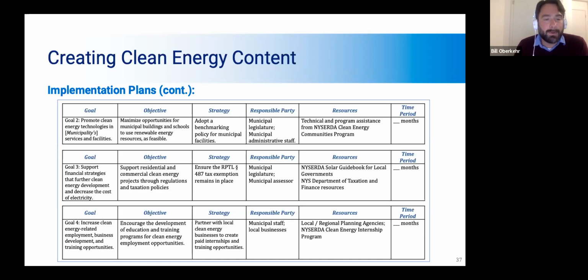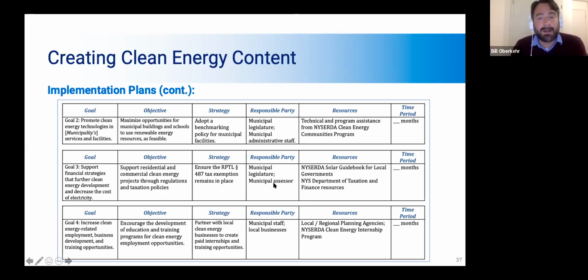Our goal is to support financial strategies that further clean energy development and decrease the cost of electricity. Decent goal. The way that we're going to do that is to support residential and commercial clean energy projects through regulations and taxation policies. Okay, so what regulations and taxation policies? We're going to ensure that the RPTL 487 tax exemption remains in place. So we're going to make sure that we keep all of the added value from these systems exempt from additional property taxes. Who is going to do that?